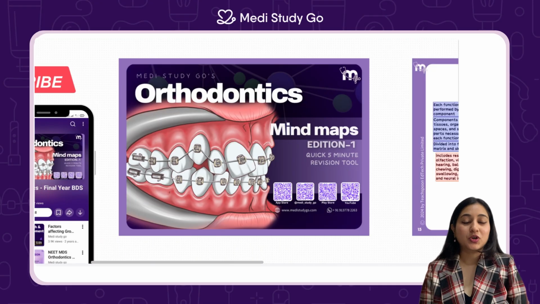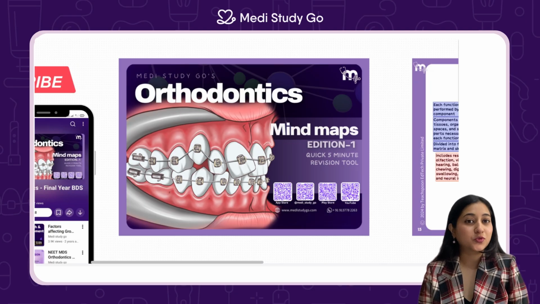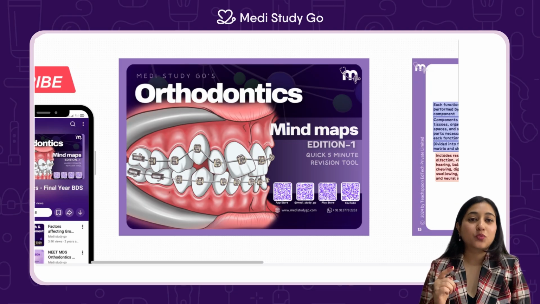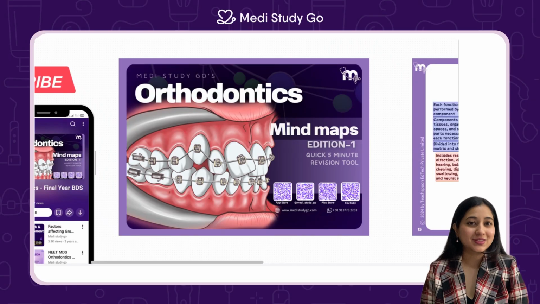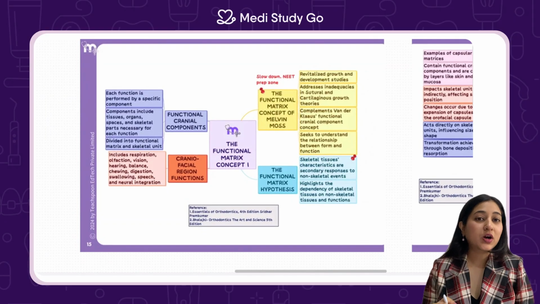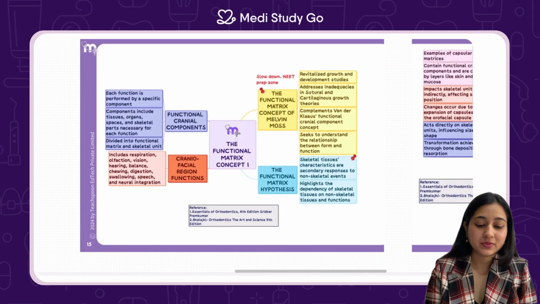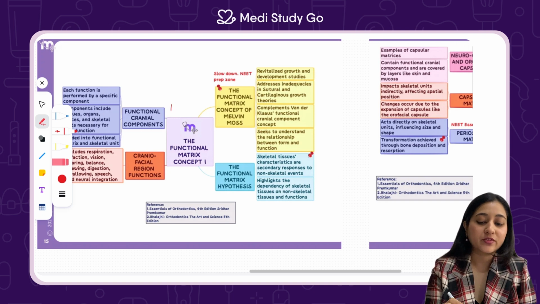In the last lecture, I had briefed everyone about all of the different and various theories of growth, and in this lecture, we'll be going through the functional matrix theory in detail and depth. So let's begin. The functional matrix concept. This is often abbreviated as the FMC or the FMT.